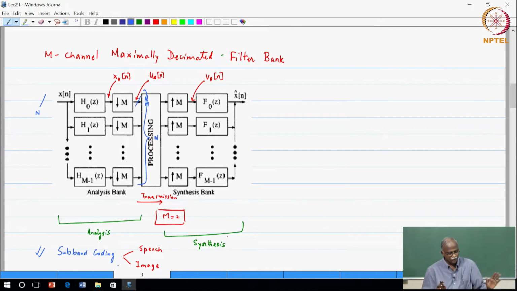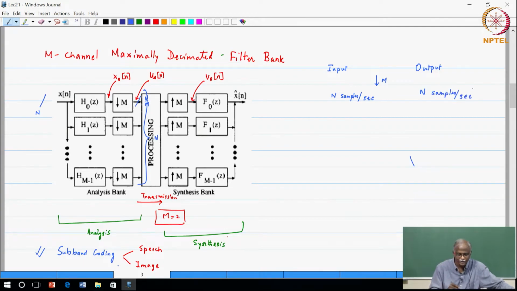Now, if I do downsampling by a factor of M in each of the channels, then input rate, output. The output would be the collection of all the subband signals. If you have N samples per second, this is still N samples per second. So, basically you have not allowed any additional redundancy to creep into the system.